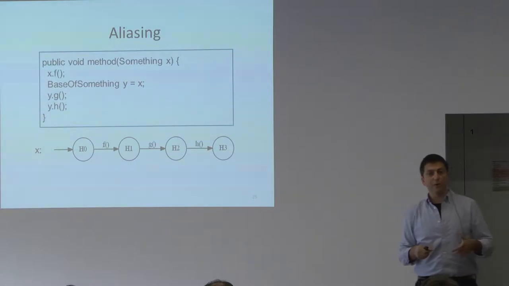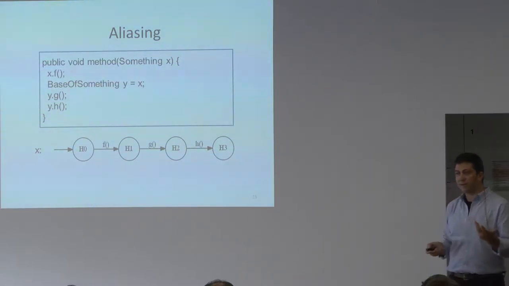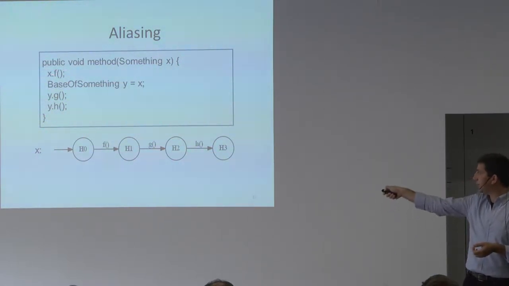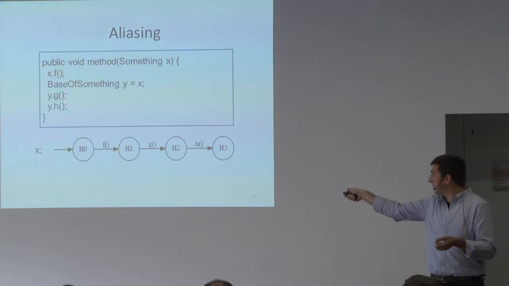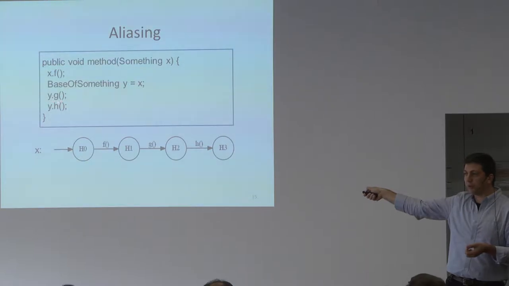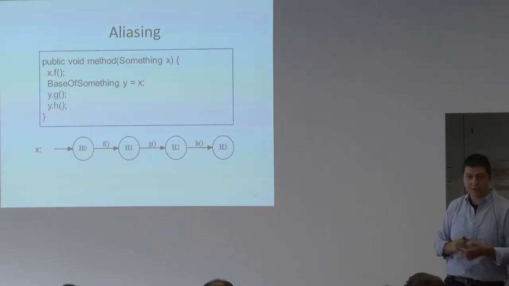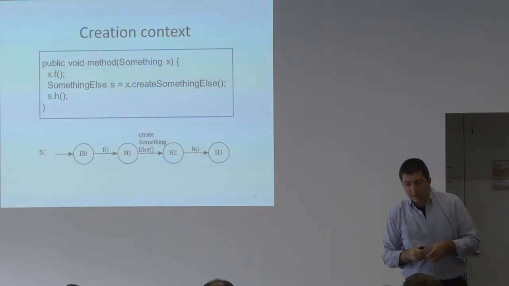Of course, if you want to be realistic, you also need to handle things like aliasing. So if I give you this example in which I call F on X, and then I switch the pointer and do something with the pointer Y, I still want to get this history for the object pointed to initially by X, then also pointed to by Y. I want to get FGH as the sequence.